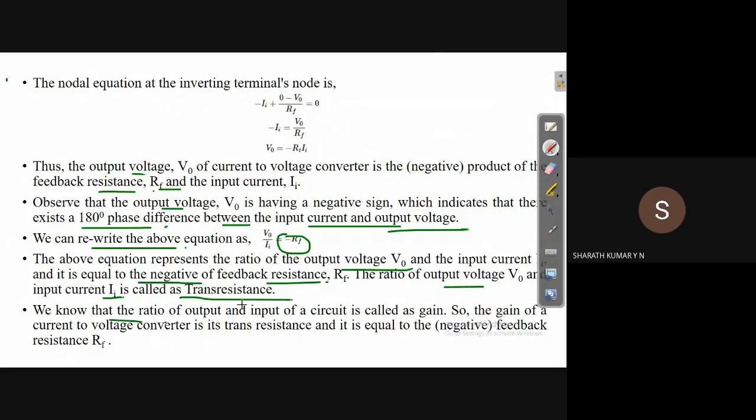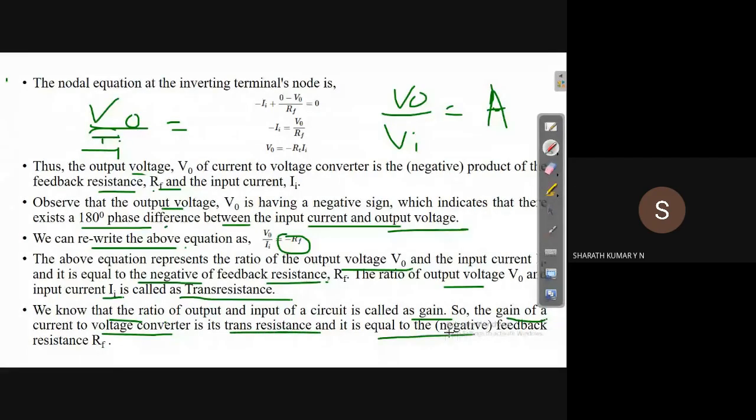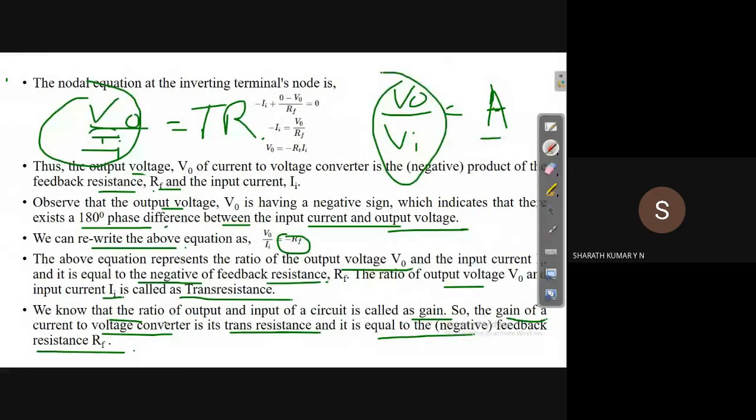We know that the ratio of the output and input of a circuit is called a gain. Generally V naught by VI is called the gain. In this case, what we are writing is V naught divided by II, and that is called the transresistance. So the gain of the current to voltage converter is its transresistance, and it is equal to the feedback resistance RF. The ratio of output voltage to input current is the transresistance. The ratio of output voltage to input voltage is the gain of the amplifier.